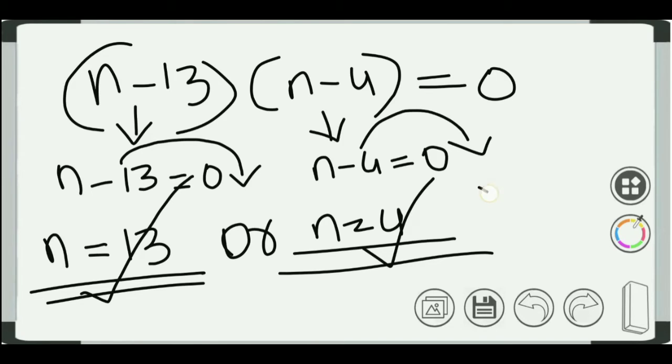Be careful. Suppose if you are getting n is equal to 0, n is equal to 4. Which value will you take?